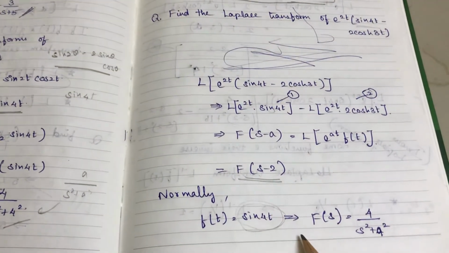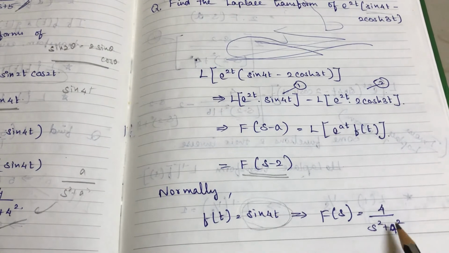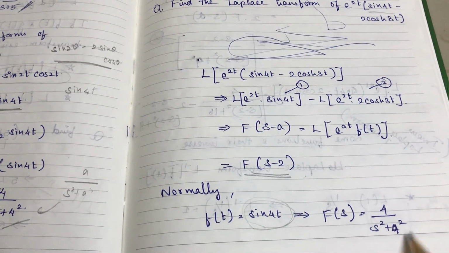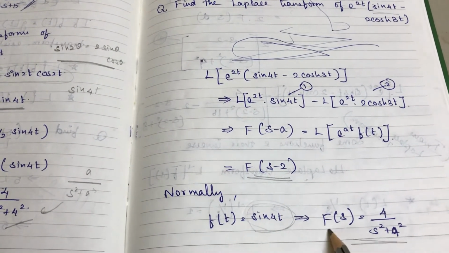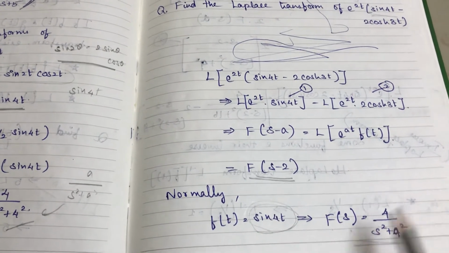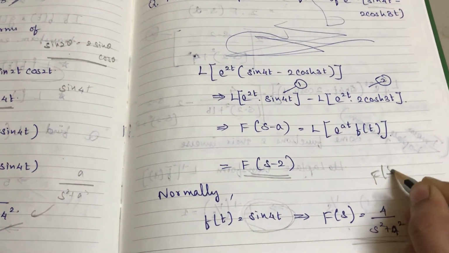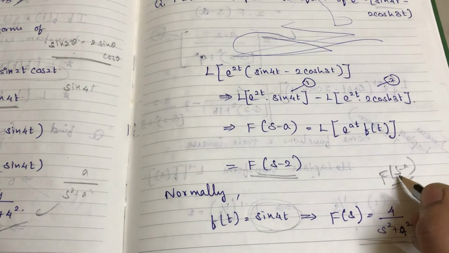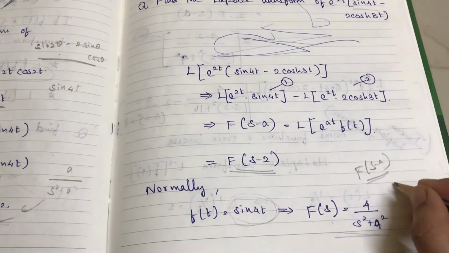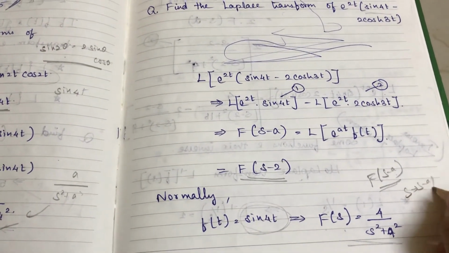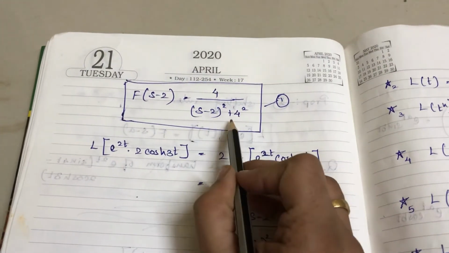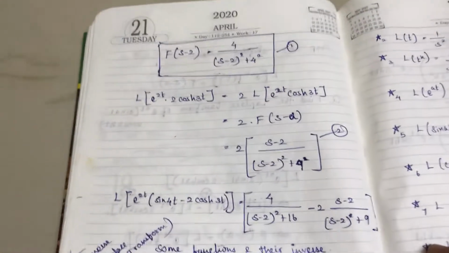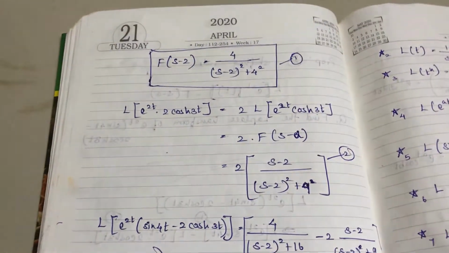Sine 4t, so a by s square plus 4 square. So this is the answer for f of s. If I need the value for f of s minus a, it means just replace s with s minus a. So 4 by s minus 2 the whole square plus 4 square. Okay, so the first thing I have found.